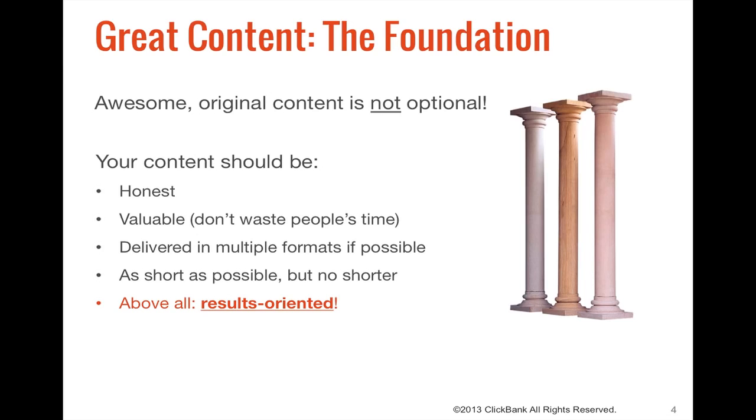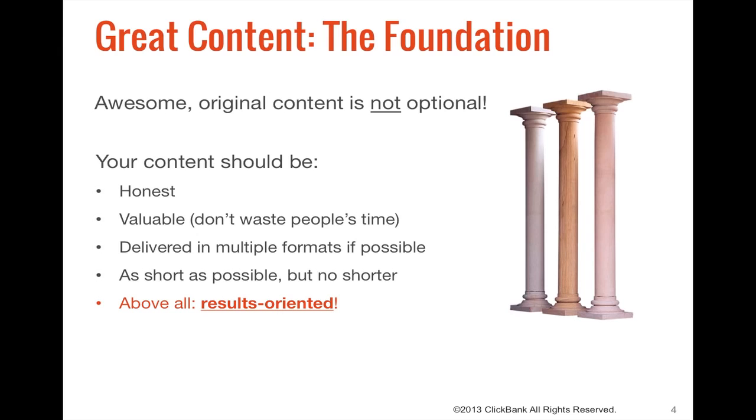So having great original content is really just the price of entry into becoming a successful affiliate, but it's not what's going to take you over the top and make you hugely successful. So your content, to be able to connect with people and be helpful for people, needs to be honest. It needs to be valuable, and there are a lot of different ways you can define value, but basically don't waste people's time. Give them something that's actually useful and that they're going to be glad they took the time to consume.